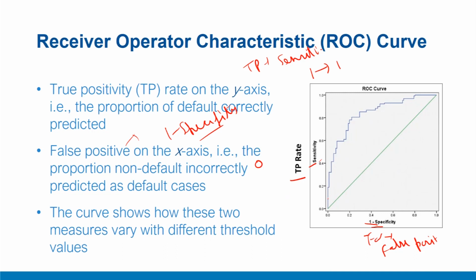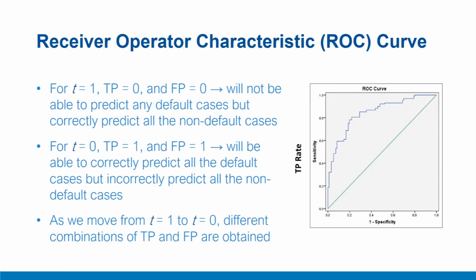Now a curve like this indicates the model performance, how these rates of sensitivity and 1 minus specificity vary depending upon different threshold values. Let us discuss this in more detail, but this behavior, this movement is essentially what we call the ROC, or receiver operator characteristic curve. Let us start with the case of thresholding value of tau, or t, equal to 1.